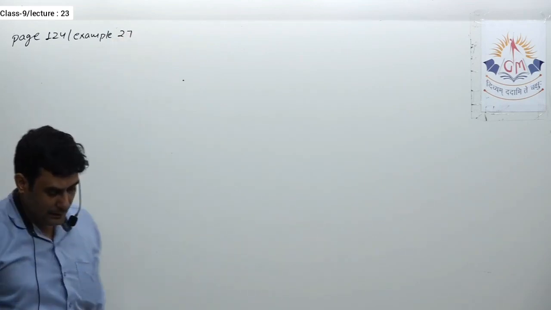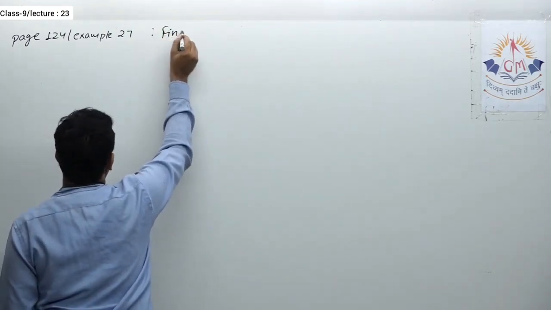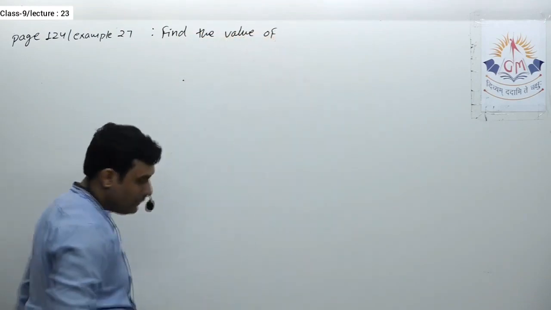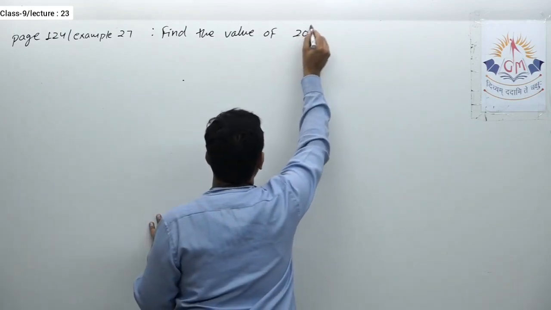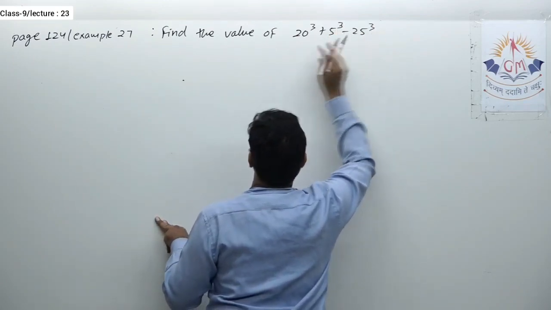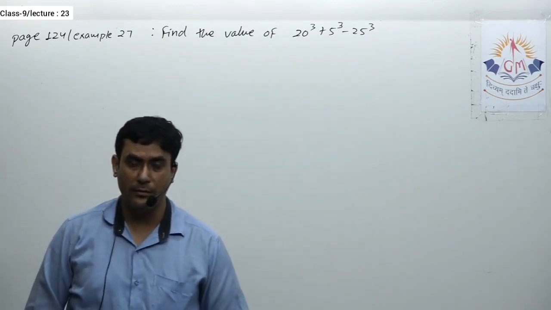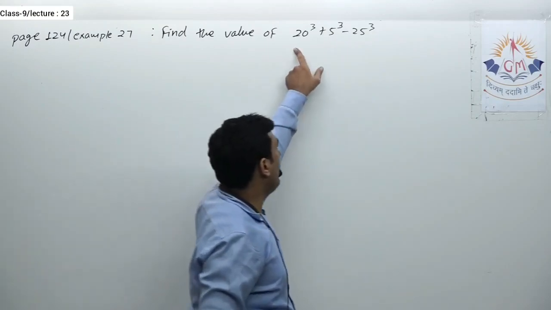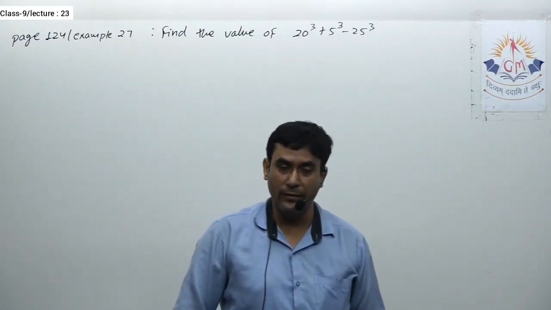Okay, question is find the value of 20 cube plus 5 cube minus 25 cube. Okay, so think for a while how you will solve this, then I will give you its solution. Definitely you are not supposed to find this value by making the cubes of these. Using the identity you have to find this value.